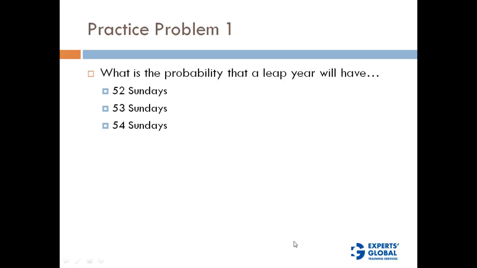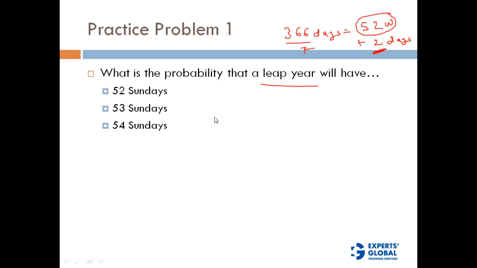Let's look at practice problem 1. Please pause the video and give it a try. So we have a leap year here. We have 366 days, which is basically 366 divided by 7, which means we have 52 weeks plus 2 extra days. Correct? So 52 weeks are anyway going to have 52 Sundays, right? And we are going to get the 53rd Sunday depending on where these 2 days fall.